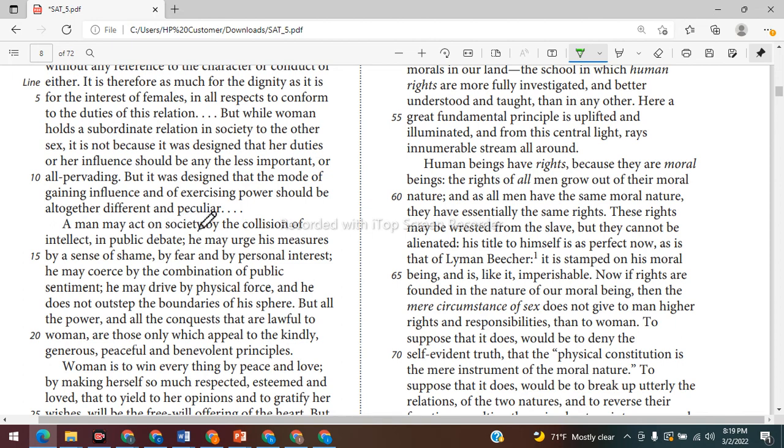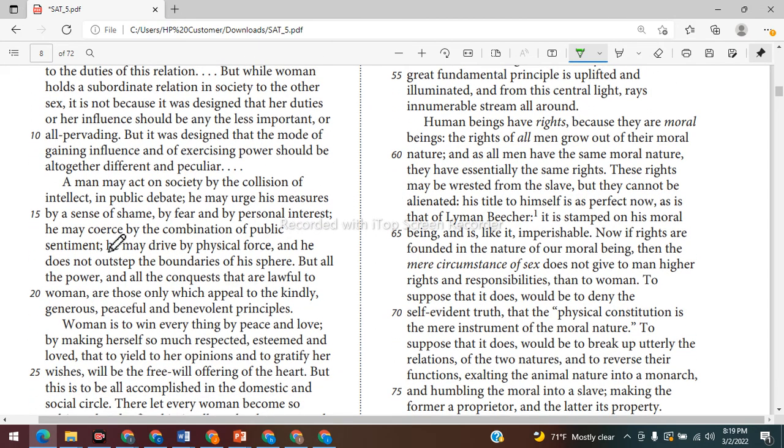A man may act on society by the collision of intellect in public debate. He may urge his measures by a sense of shame, by fear, and by personal interests. He may coerce by the combination of public sentiment. He may drive by physical force, and he does not outstep the boundaries of his sphere. But all the power and all the conquests that are lawful to woman are only those which appeal to the kindly, generous, peaceful, and benevolent principles.